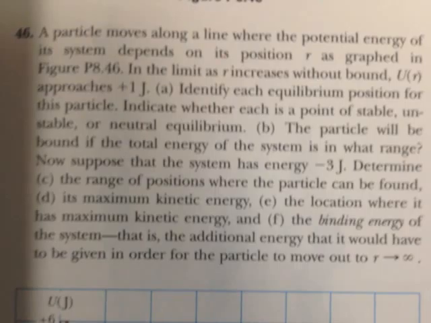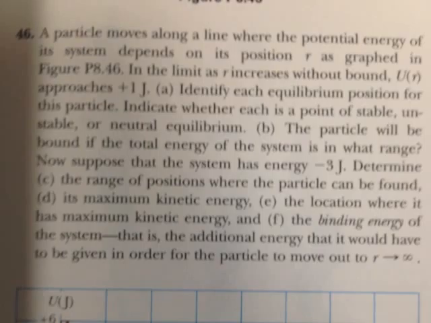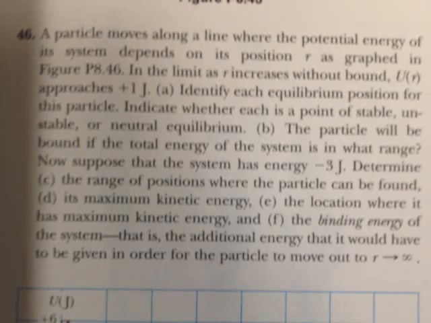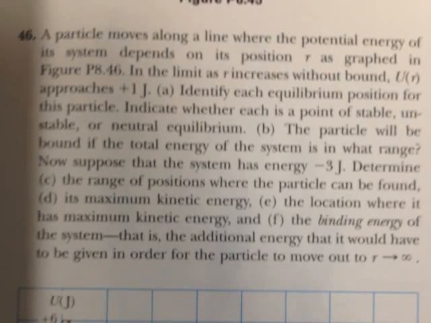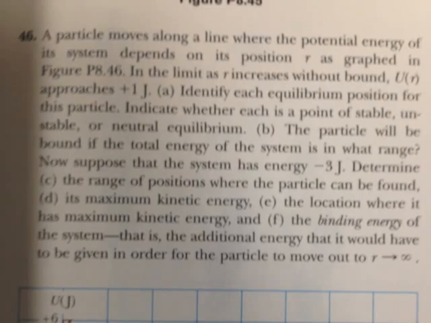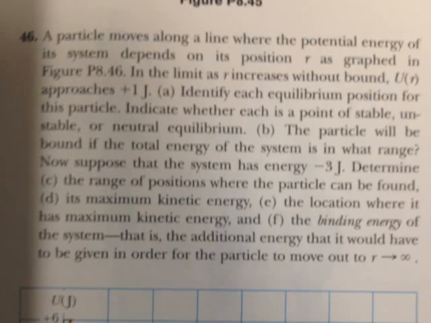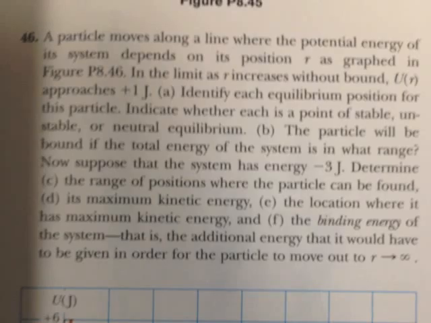Now suppose that the energy of the system is -3 joules. C. The range of the positions where the particle can be found. D. Its maximum kinetic energy. E. The location where it has maximum kinetic energy. And F. The binding energy of the system, that is, the additional energy that it would have to be given in order for the particle to move out to r approaching infinity.